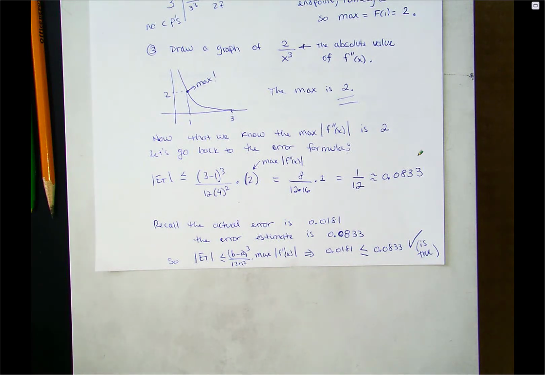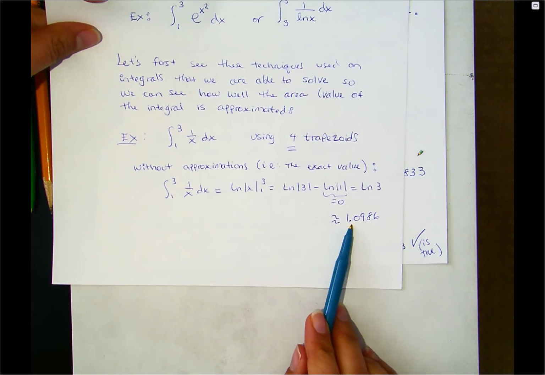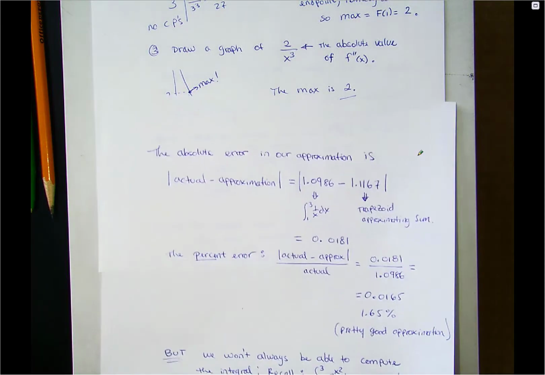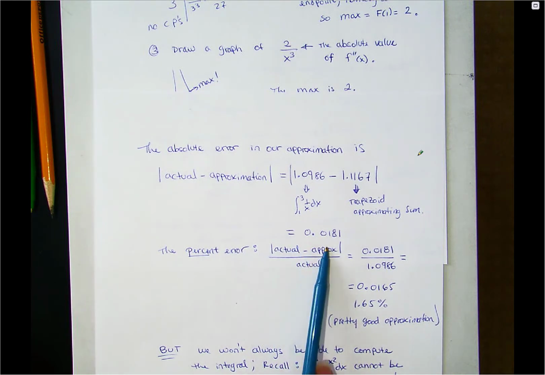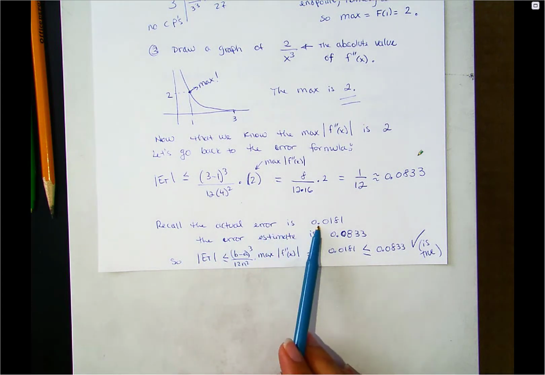And I lost my page, but when we found the integral, this was the actual area, and then we did the trapezoid estimation, and that's how we got our actual error, which was 0.0181. So now the actual error is 0.0181.